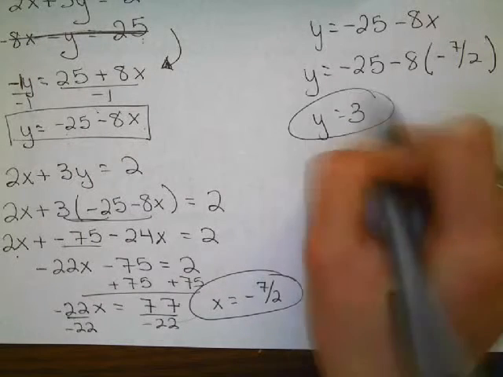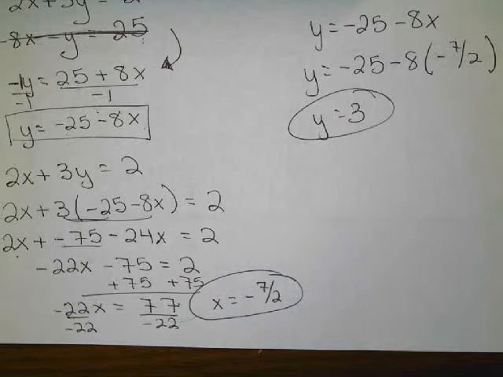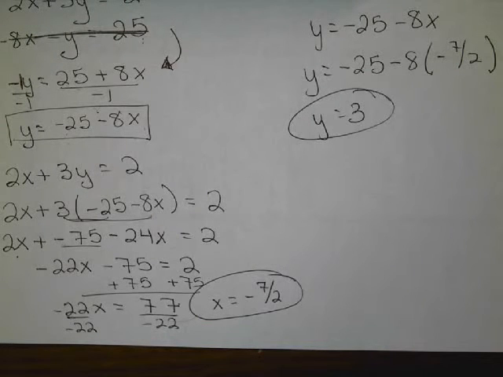So y equals 3. So the answer to this system is y equals 3 and x equals negative 7/2. And that's how you solve using the substitution method.